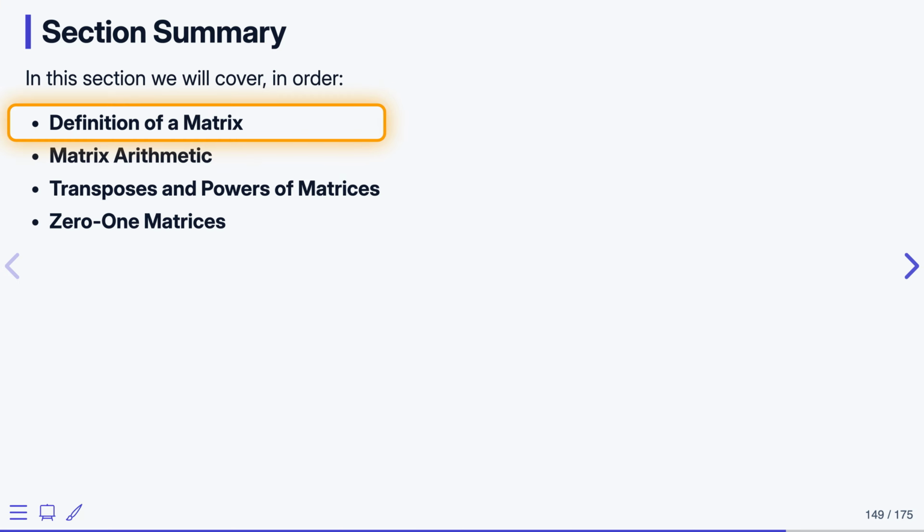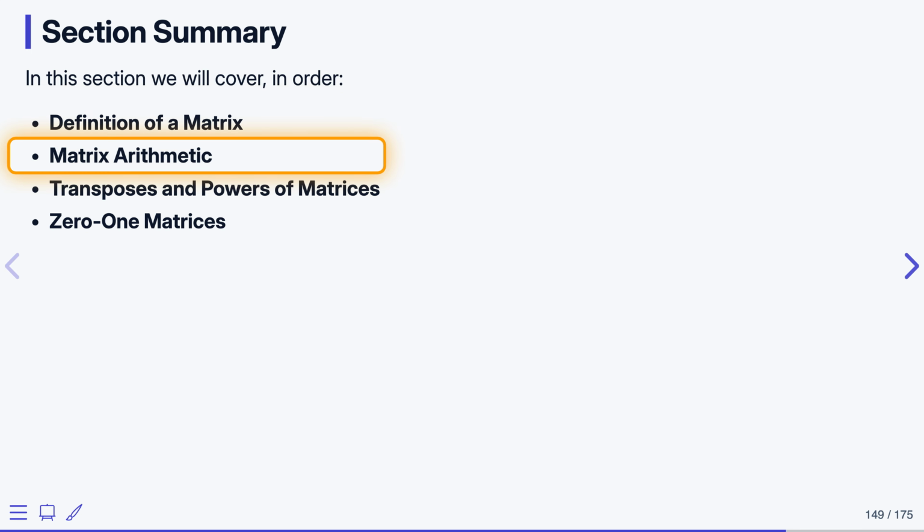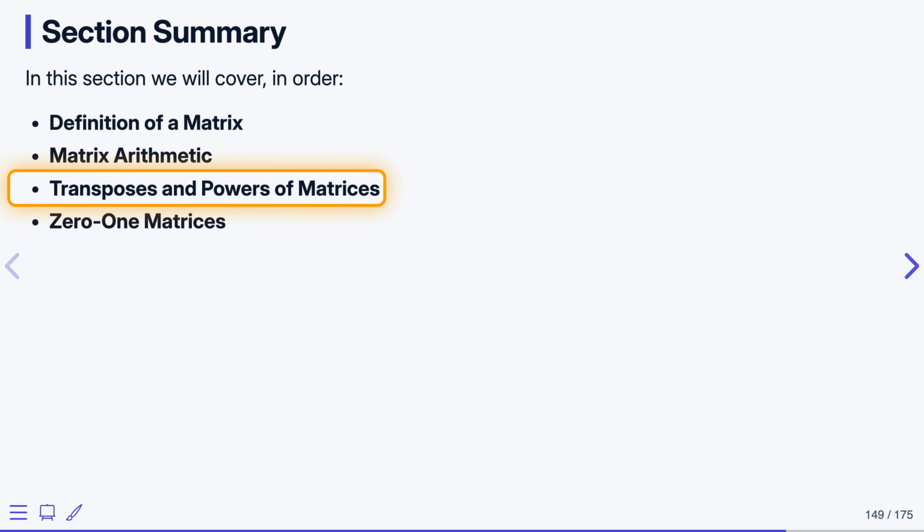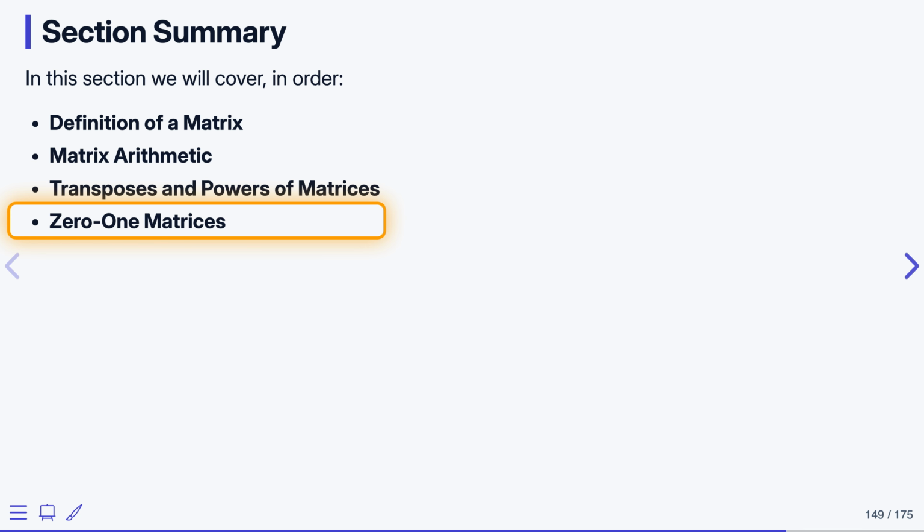Let us look at the plan for this section. First, we define exactly what a matrix is: its rows, its columns, and its entries. Second, matrix arithmetic: how to add matrices and how to multiply them. Third, the transpose of a matrix, which flips rows and columns, and powers of a matrix, which come from multiplying it by itself. And fourth, 0-1 matrices, whose entries are only zeros and ones, and which are very useful for representing relations and graphs.